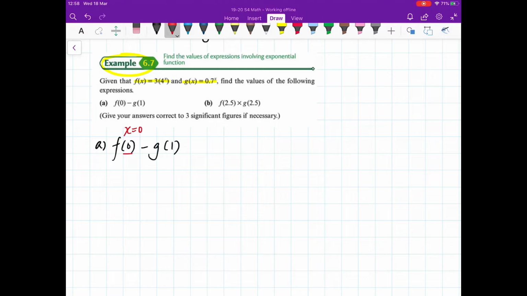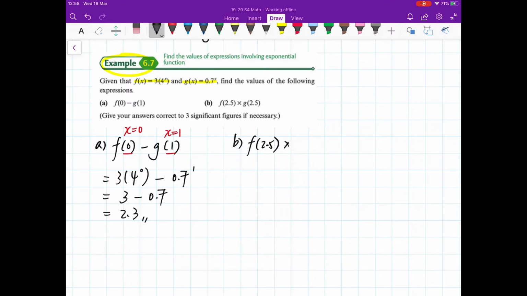So we can directly identify. We will substitute x equals 0 into f(x), while we will substitute x equals 1 into g(x). Therefore, it will become 3 times 4 to the power 0 minus 0.7 to the power 1. And then it is simply using your calculator or your calculation. We know that it is 3 minus 0.7. And finally, it is 2.3.